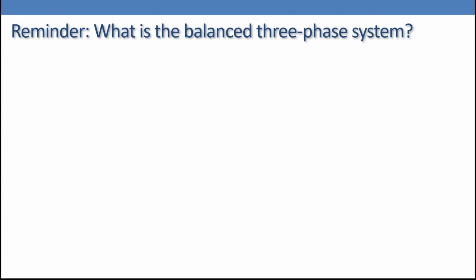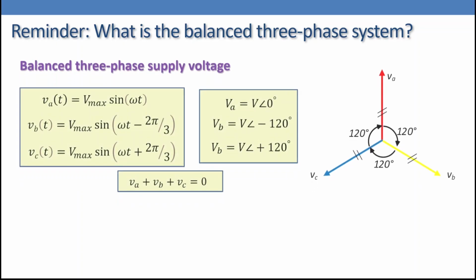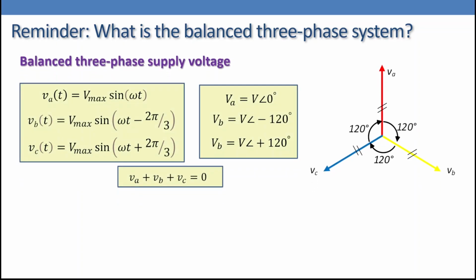If you didn't watch the previous videos for the three-phase systems, let me remind you what a balanced three-phase system is. So we have three voltages. They have the same magnitude, V maximum, or we can say VRMS, and they are shifted 120 degrees. So VA of t equals V maximum sine omega t, and VB of t equals V maximum sine omega t minus 120, which is 2 pi over 3 in radian. VC of t equals V maximum sine omega t plus 2 pi over 3. And bear in mind that VA plus VB plus VC should equal 0. If it's in phasor form, you can write it as V angle 0, V angle minus 120, V angle 120. And V could be the RMS value.